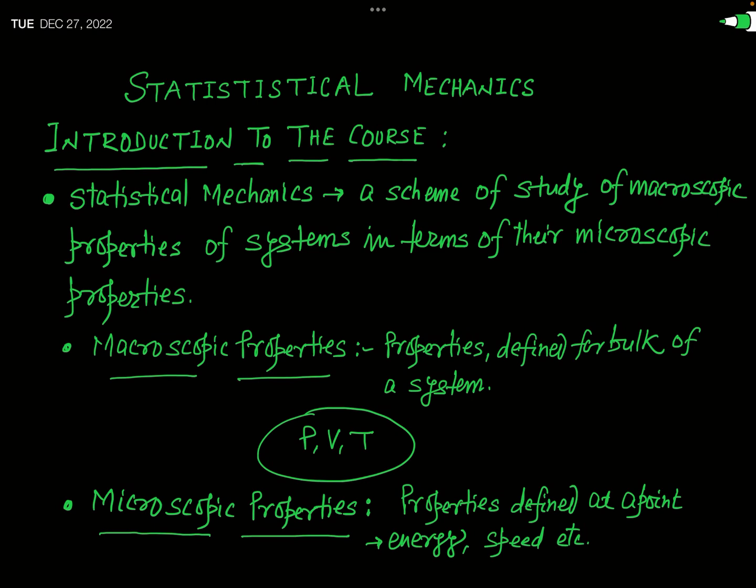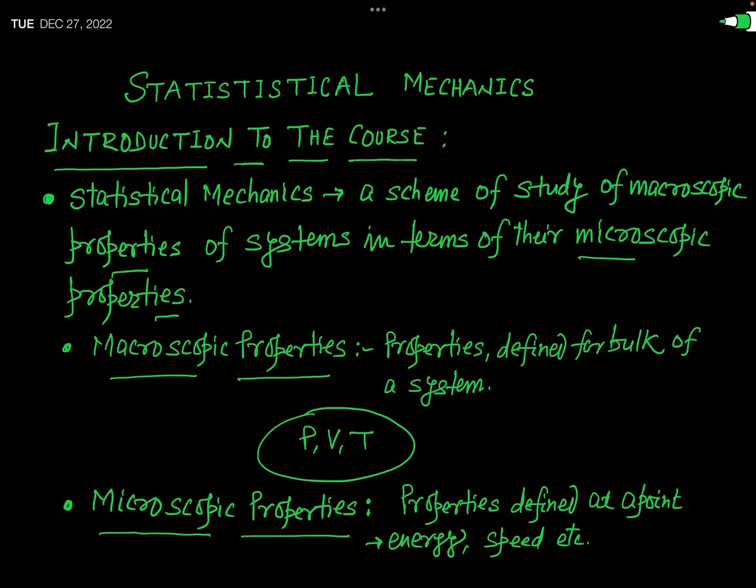Statistical mechanics is defined as a scheme of study of the macroscopic properties of a system in terms of their microscopic properties. When you say that statistical mechanics is a scheme of study of macroscopic properties in terms of microscopic properties, what does it mean? What are macroscopic properties? Macro means bulk, that is, something large.